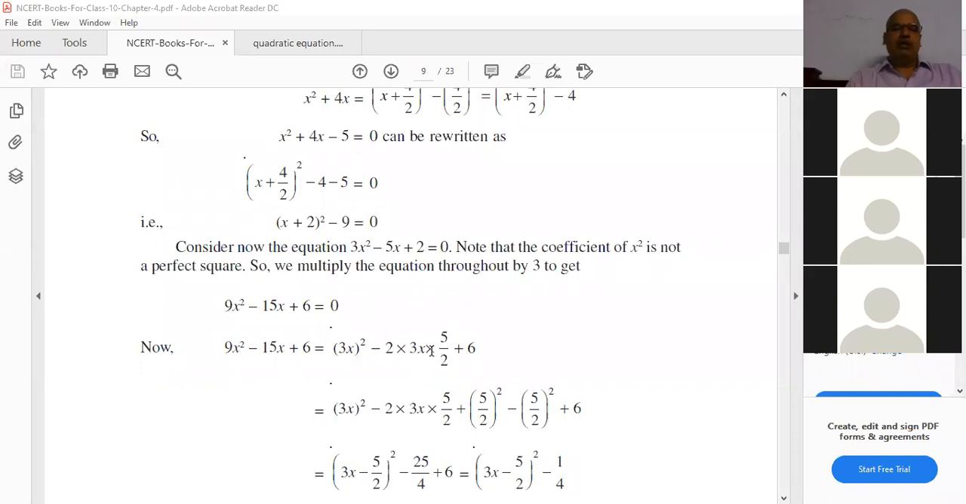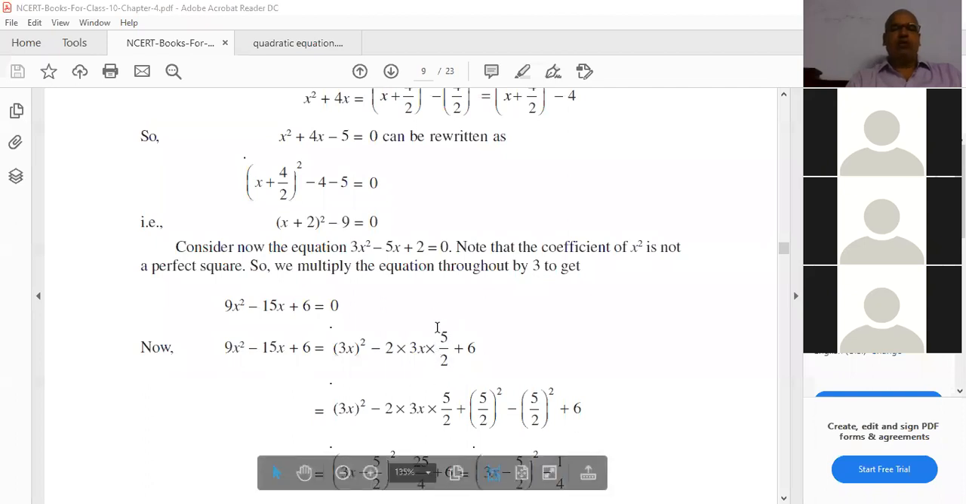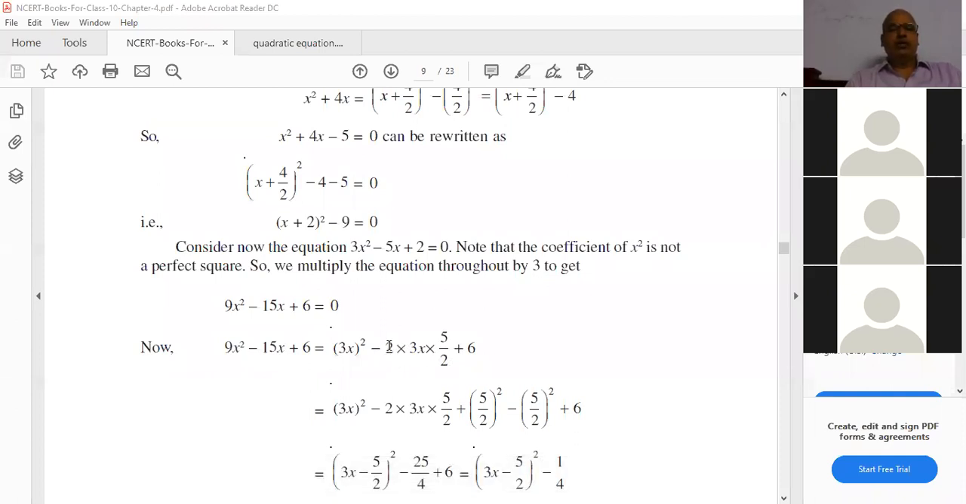How did you get b as 5 by 2? Everyone understand? Most important, Amma. Anyone has a doubt, you can ask me now only. For clarifying your doubts, you can ask me now only. How did you get 5 by 2? Already 2ab is there. 2 into a into b means here you have to get 15x.